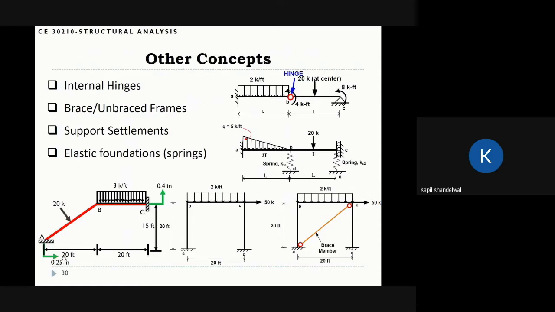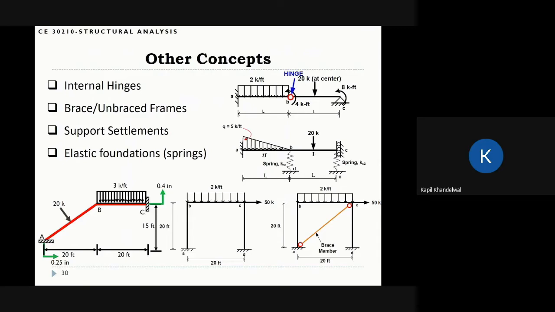Support settlements typically happen because of many reasons. For example, you can have some soil consolidation going on. I'm pretty sure that you have taken a class in geomechanics, and they talk about consolidation of soils. So the whole foundation system actually sinks sometimes, and it sinks unevenly. So you can think that some portion of the structure is actually sinking, and those you can think of as support settlements. And finally, we also talked about the concept of introducing springs in various ways.